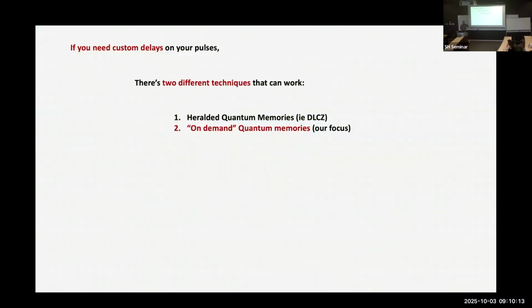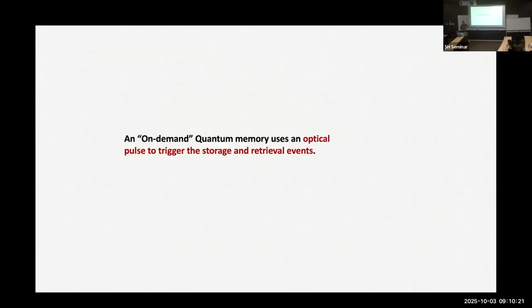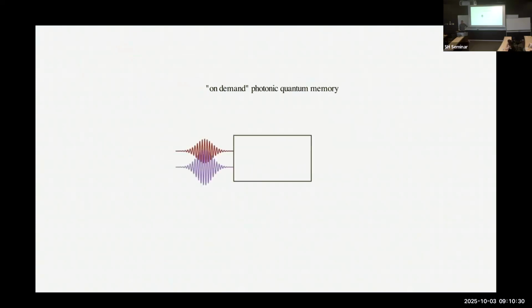There's another technique where you can get custom delays, and that's an on-demand quantum memory, which we're going to focus on here. An on-demand quantum memory uses optical pulses to trigger the storage and retrieval events. So in an on-demand quantum memory, you have a light, the red, that you want to store. The purple in this case is the strong control field. You read it into the memory. And then later, when you want a very specific timing, you send another strong control field pulse, and that causes the stored red pulse to come out of the memory.